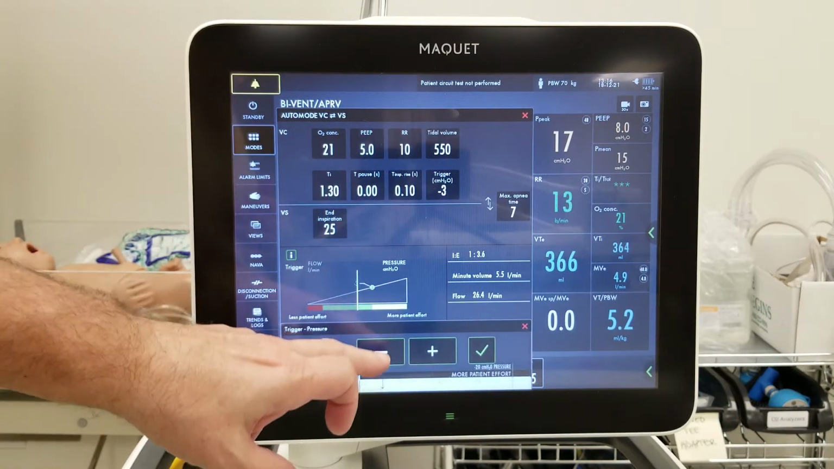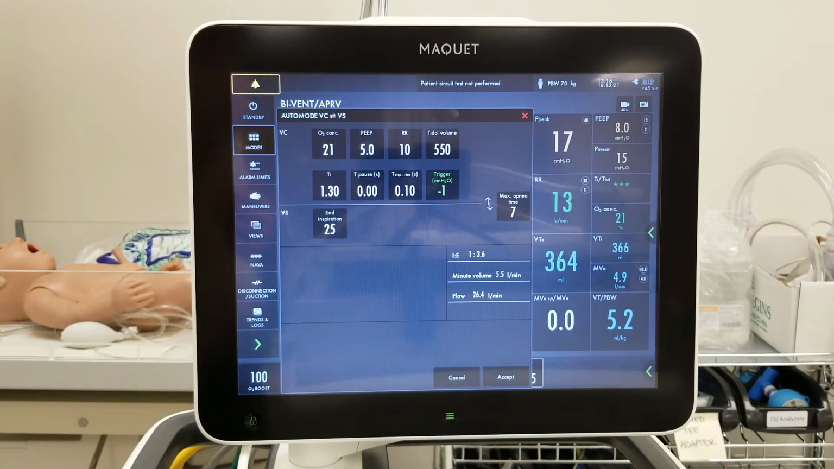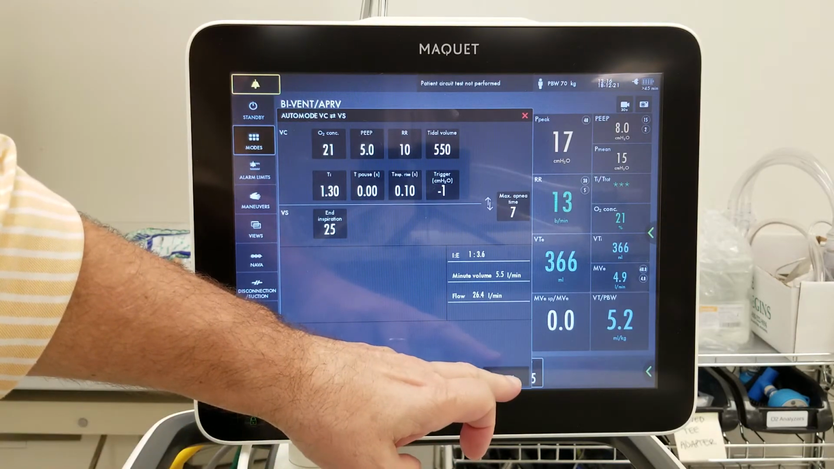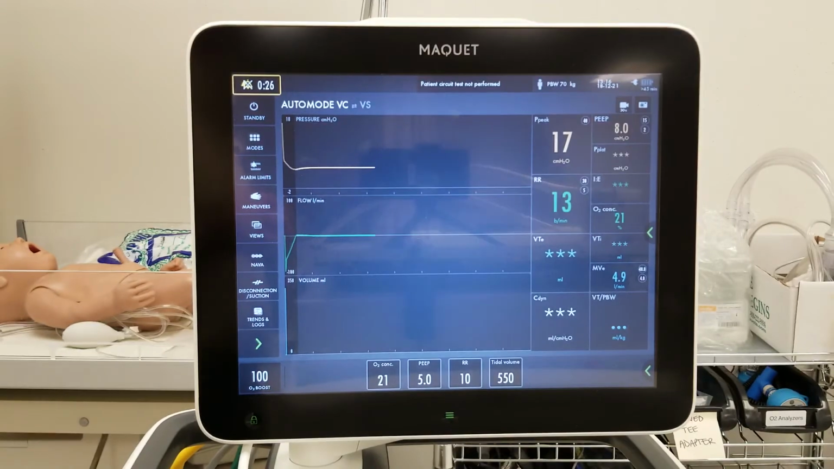Okay, we've got better compliance, so let's go back down on our, remember, always as sensitive as possible without auto trigger. All right, I think we're ready to go. So I hit accept, and now we're in auto mode VC with volume support.